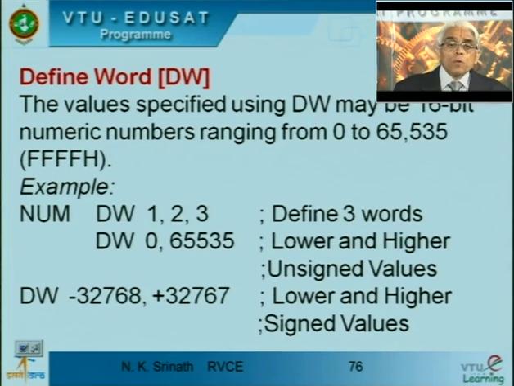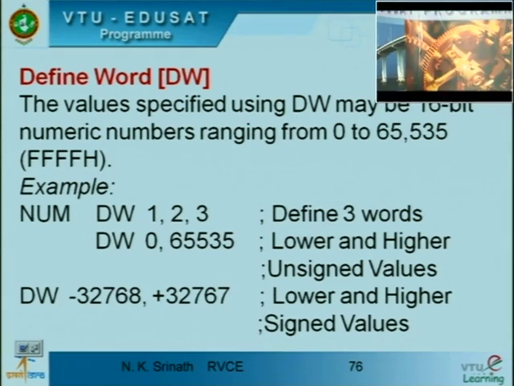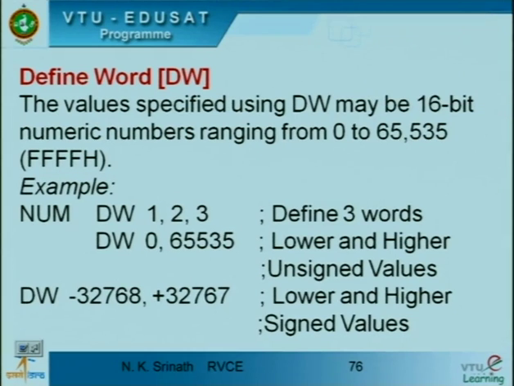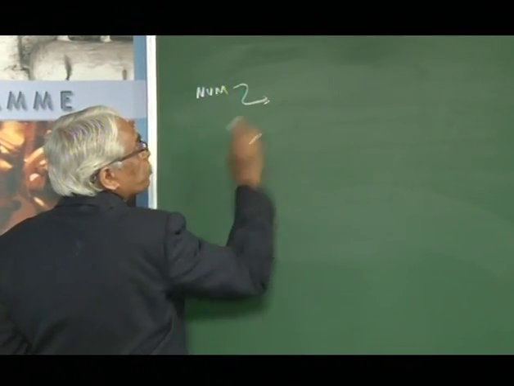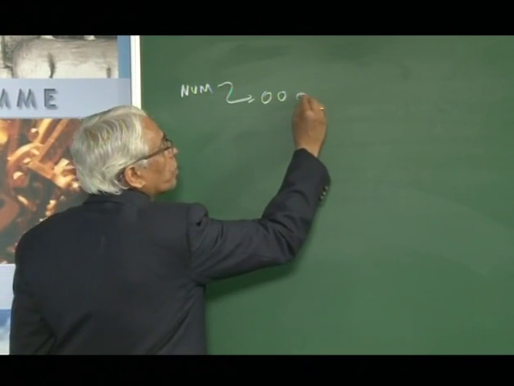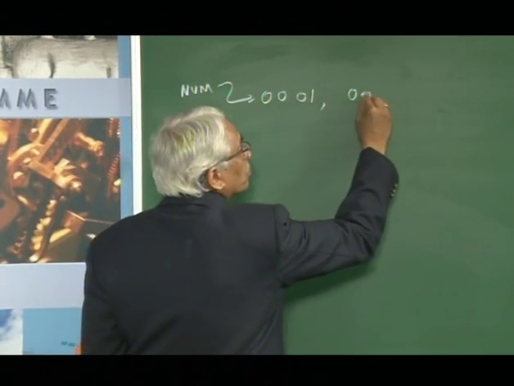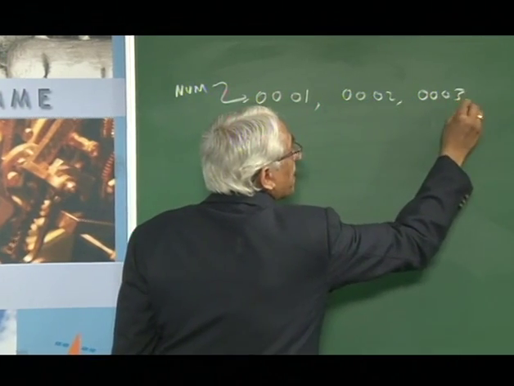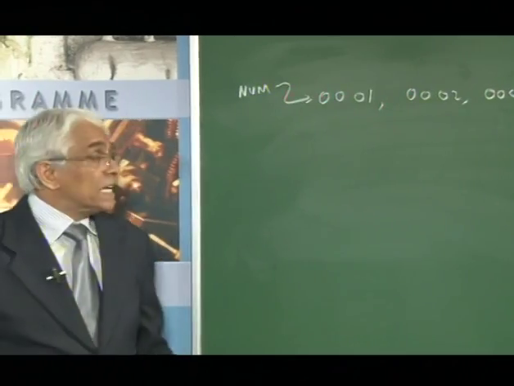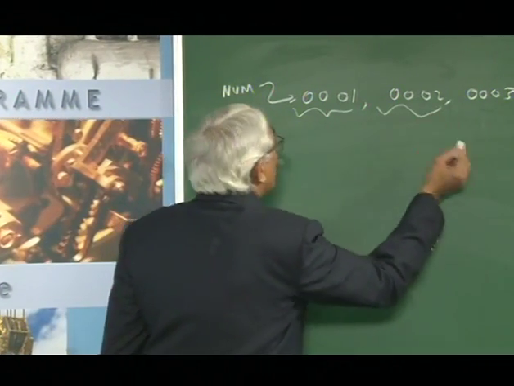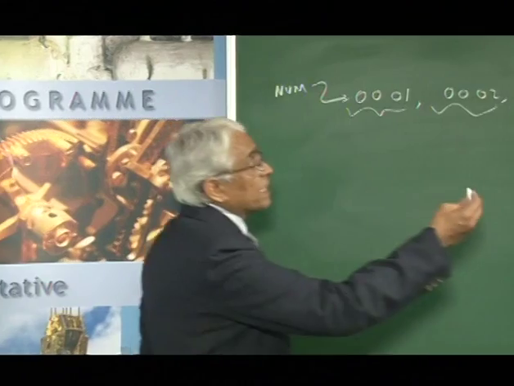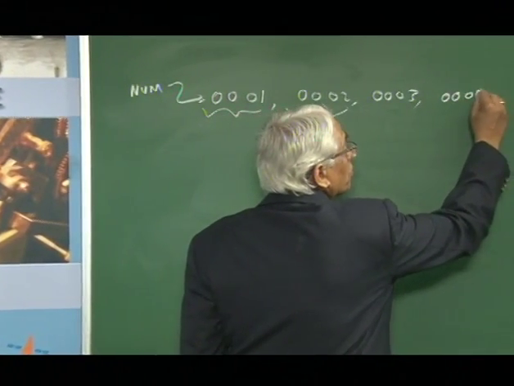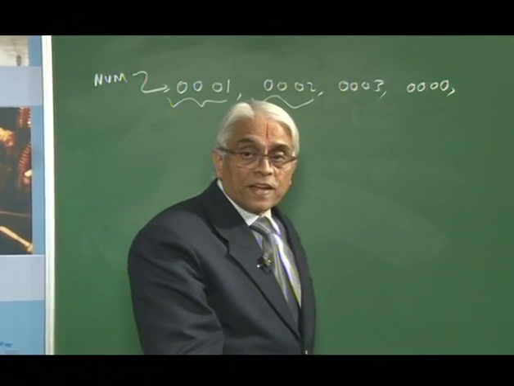Each one would be taken as, let me represent it on the board for your convenience, we have here NUM, a memory location which is pointing to the address, and 0001, 0002, 0003 is what is going to be stored, to say that it is 16 bits. Because you have mentioned this as DW, it stores 16 bits. The next location would then be 0000, and then it says 65,535.